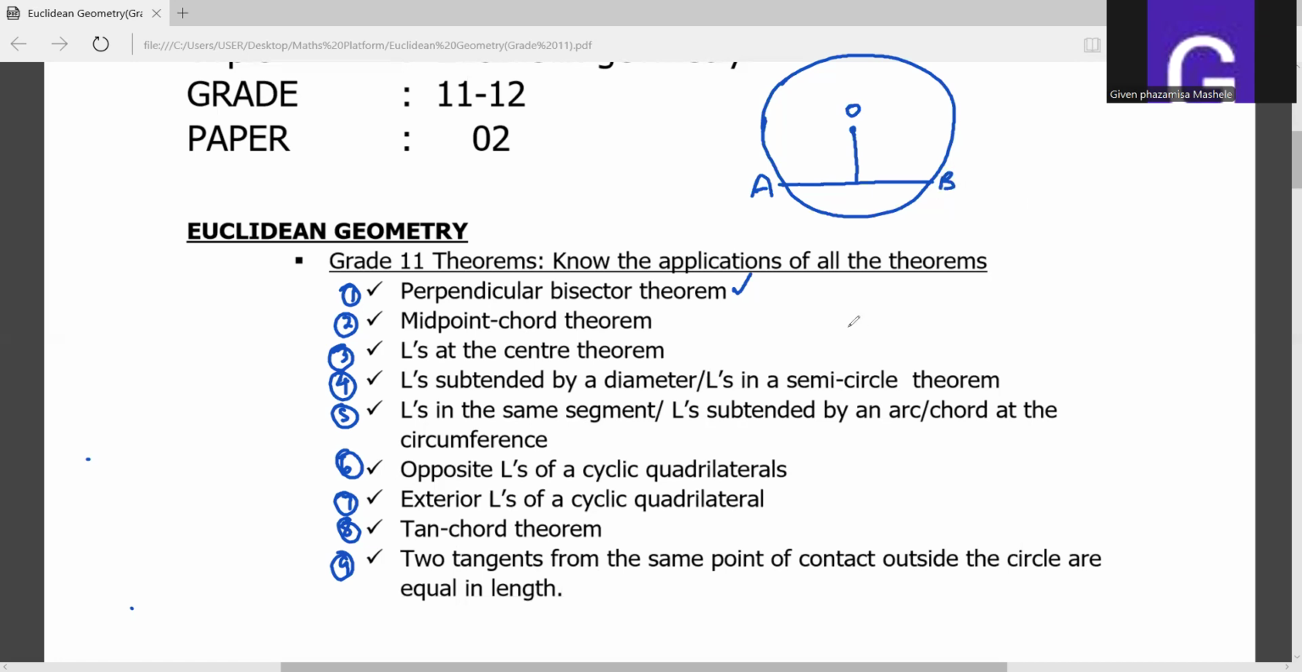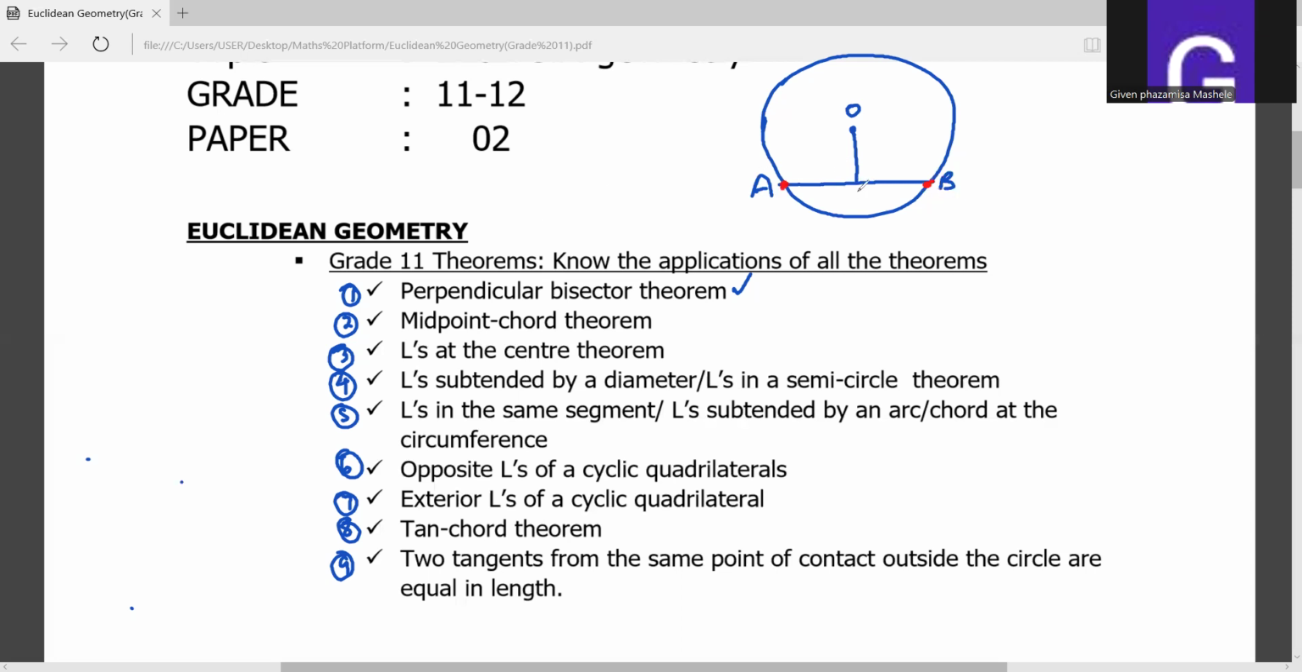I believe you are all able to identify which one is a chord, which one is the radius. I think you must know the parts of the circle. For example, a chord is a line joining 2 points on the circle, not passing through the center. But a straight line joining 2 points on the circle by passing through the center, we know it's a diameter. So according to the theorem, a line drawn from the center of the circle, perpendicular to the chord.